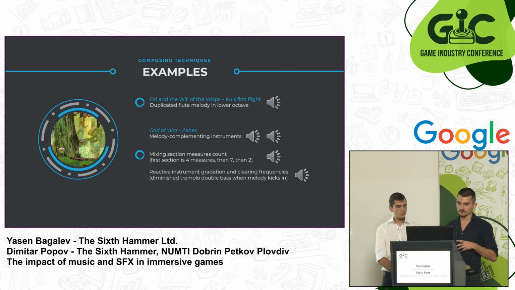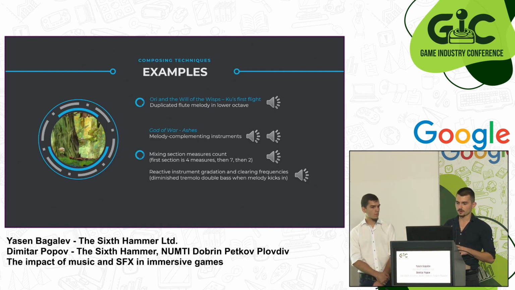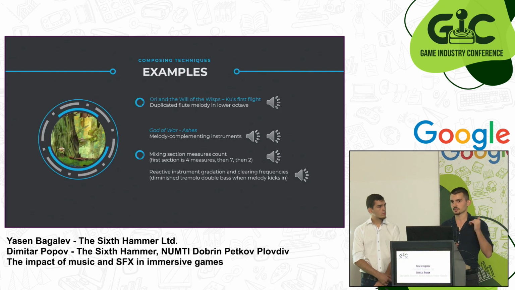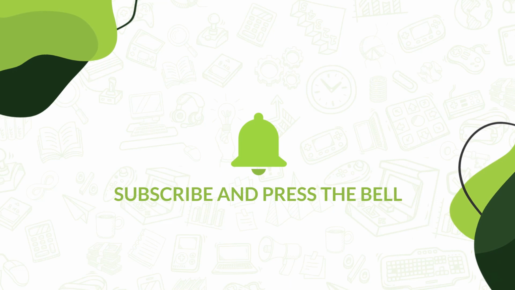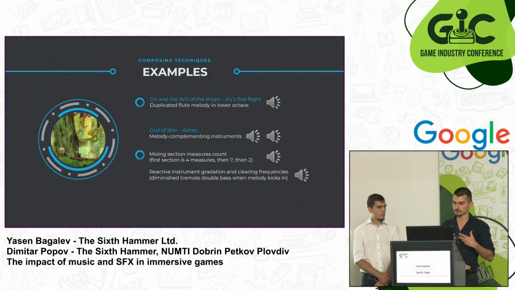Next, we have a track from God of War. Actually, the next 4 examples are all from this one track. The first example will show how you're using complementing instruments to magnify the impact of the melody. So here you can hear a couple of instruments playing with a much lower intensity than the melody, but they make the impactfulness of the melody much bigger.